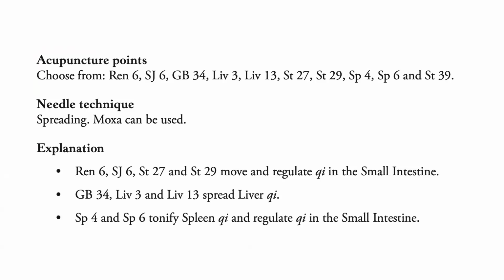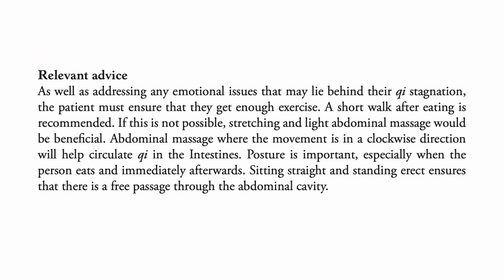Explanation: Ren 6, Sanjiao 6, stomach 27, and stomach 29 move and regulate qi in the small intestine. Gallbladder 34, liver 3, and liver 13 spread liver qi. Spleen 4 and spleen 6 tonify spleen qi and regulate qi in the small intestine.